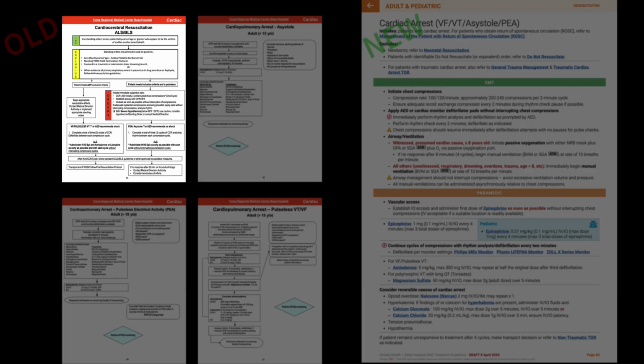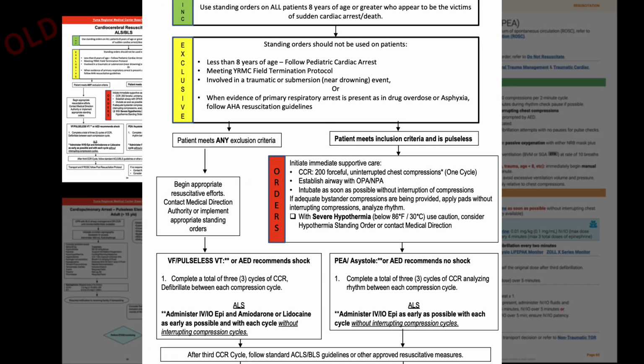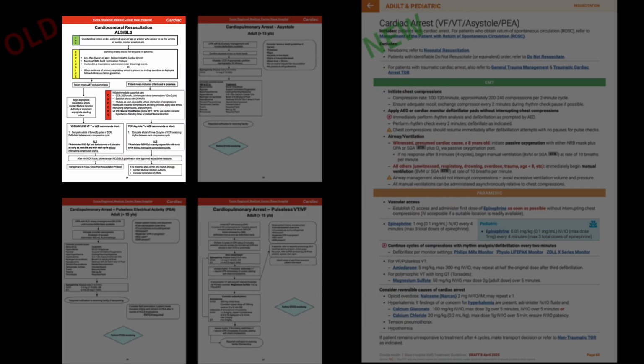Therefore, the focus was on delivering high-quality chest compressions while you applied passive oxygenation for the first cycle of compressions. Now, let me just point out for a second that in your old version, it was incorrectly instructing you to intubate as soon as possible during the immediate supportive care step after the first round of 200 compressions. This is actually not correct. In compression-only CCR, you're not supposed to manually ventilate until you've completed 4 cycles of compressions and rhythm checks.